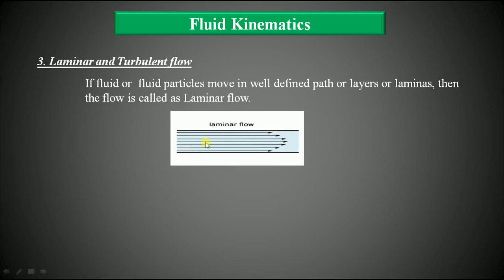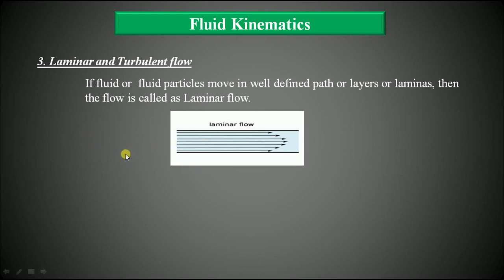Within the pipe, the water is flowing, and these lines represent the direction along which the fluid particles are moving. Okay, so how is the path defined? The path is straight and each and every path is parallel to the others. When this kind of flow happens, that type of flow is called laminar flow. All the particles should be moving in a well defined path, and that path should be parallel to the adjacent path of other fluid particles.